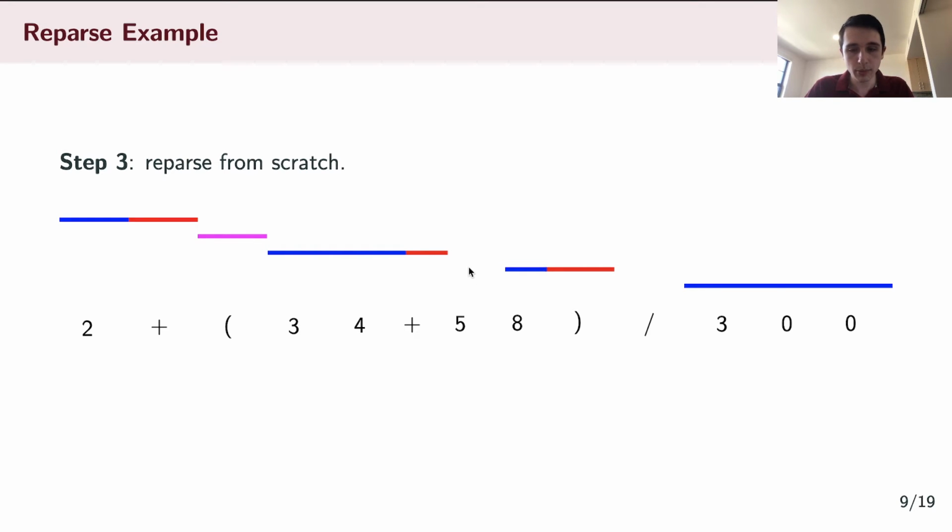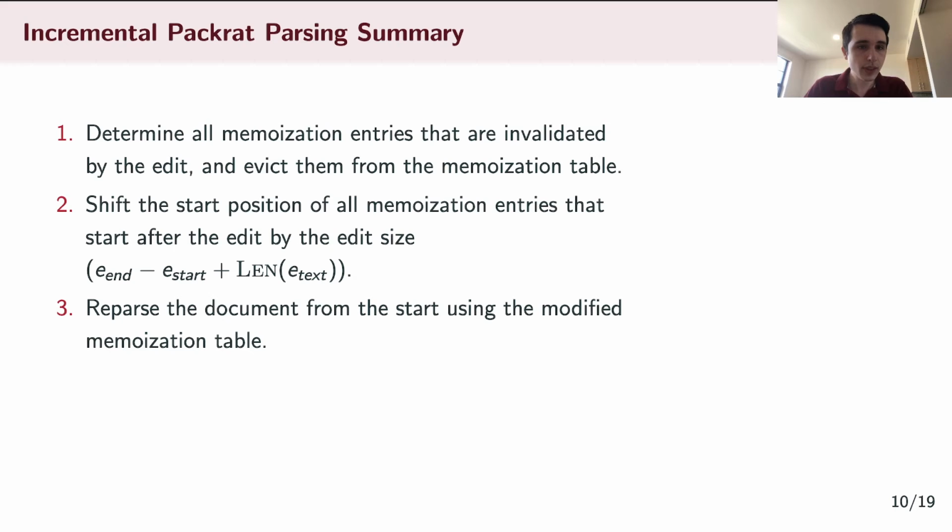There's no information in our table, and so we just parse this number again. And then we finish off by skipping this 300. And so this sort of 8 number entry stays in our table, but was not useful during the reparse. Okay, so in summary, we have 3 steps. We evict all the invalidated entries, we shift all the entries over, and then we reparse from scratch.